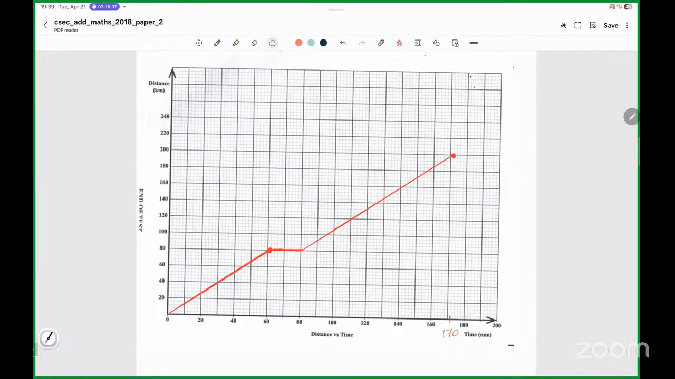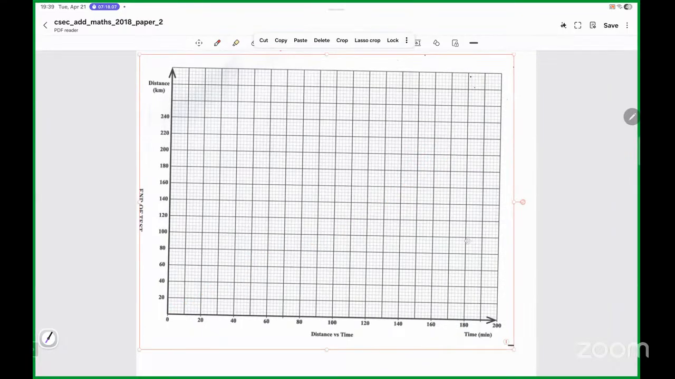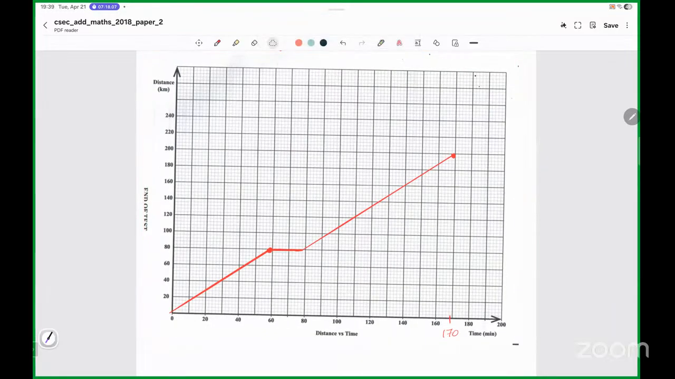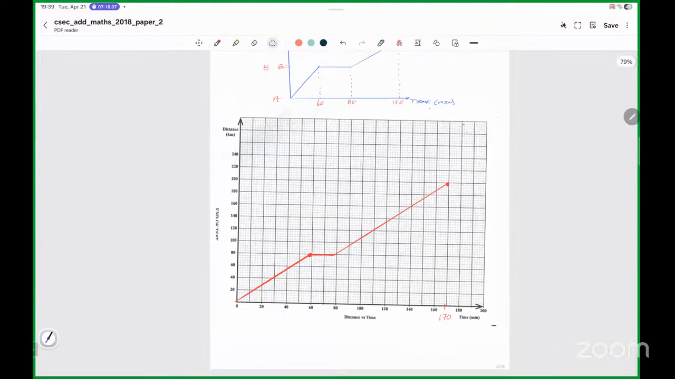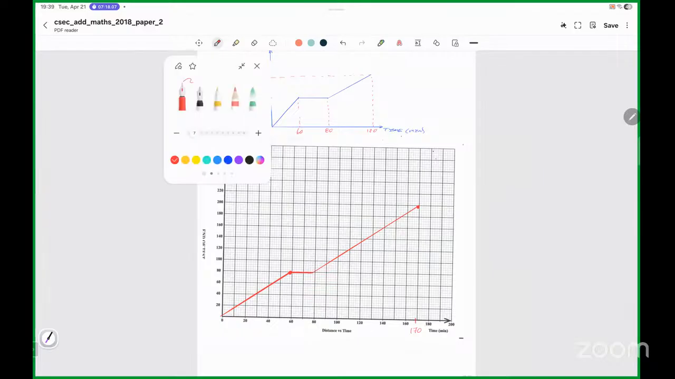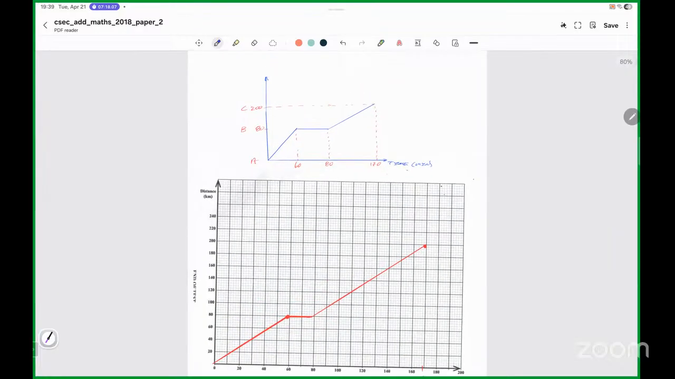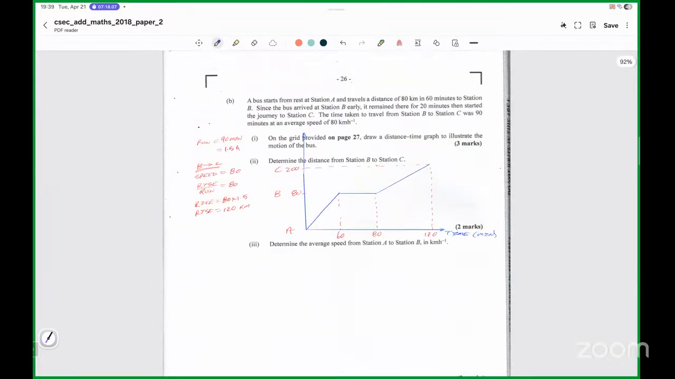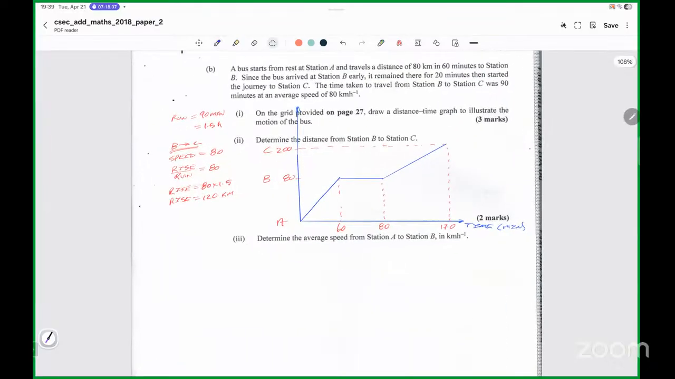All right, good. That is it. That is the graph. And then we have some calculation questions to answer. So, move this away.